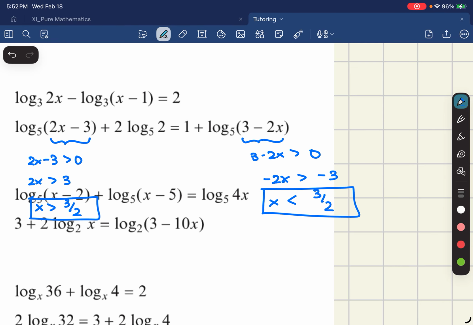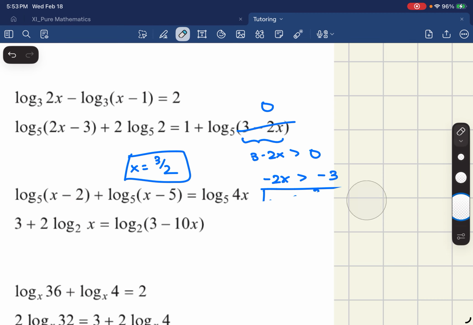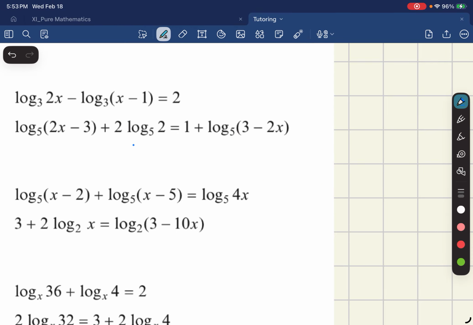There is no such number that is both bigger than 1.5 and less than 1.5, right? One number cannot be bigger than 1.5 and less than 1.5 at the same time. So the only number that we can think of as a valid answer is x equal to 3 by 2. If you substitute x equal to 3 by 2 here, this goes to 0 and this goes to 0, and that is not allowed. So actually, for part D, there is no solution.